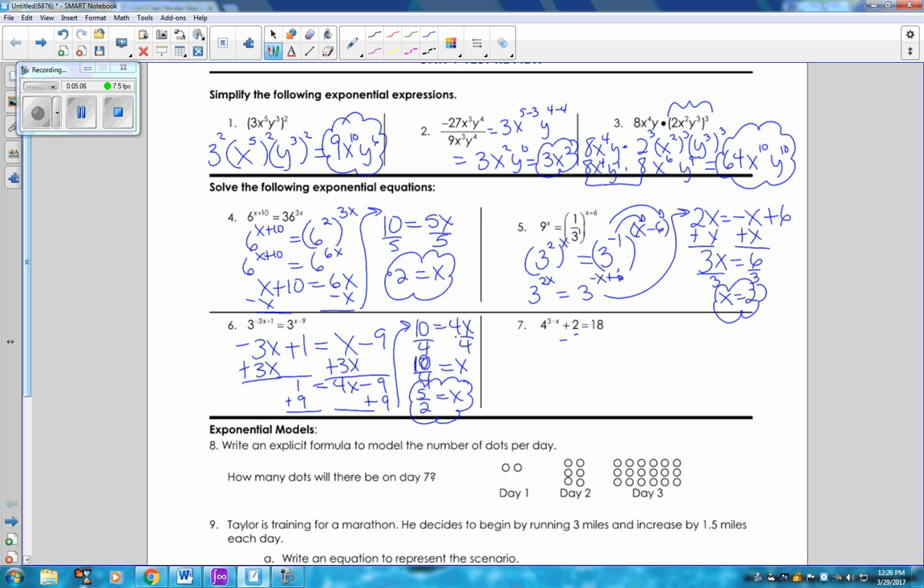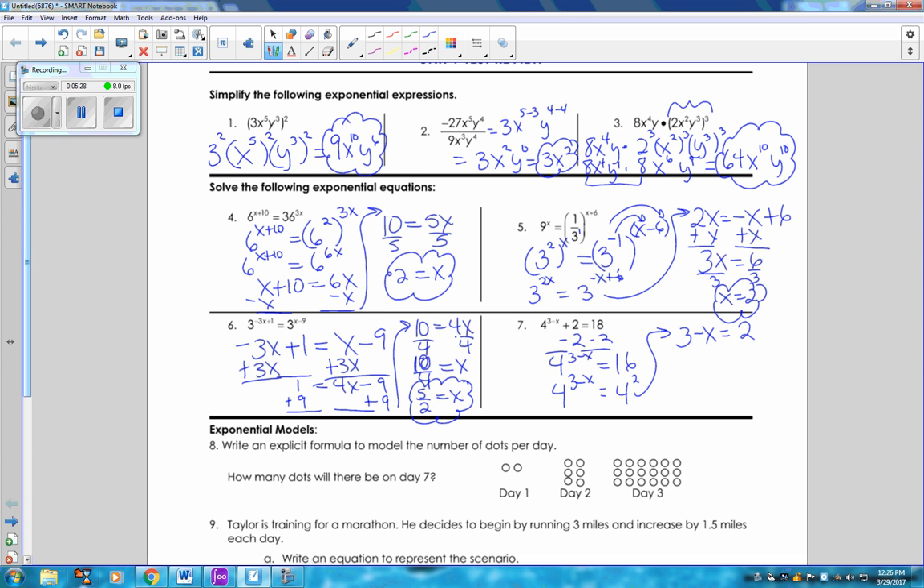Number 7, I'm going to subtract 2 from each side because I'm trying to isolate that variable term. And I have 4 to the 3 minus x equals 16. 16 can be rewritten with a base of 4, 4 to the second power. Now you can set your exponents equal. 3 minus x equals 2.